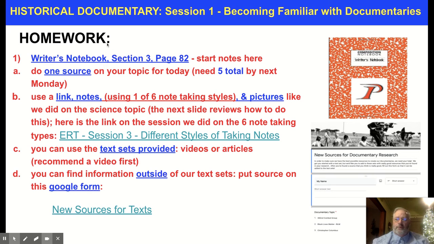So for homework, and I'll go over it like this all week. We have our homework page. Again, writer's notebook, section 3, page 82. Let's do at least one source each day this week, so we have a total of 5 by next Monday. We have the links, notes, and pictures. If you need any reference or go back to any style of those 6 notes, if you click on this link here, this will take you back to the explanation of those.